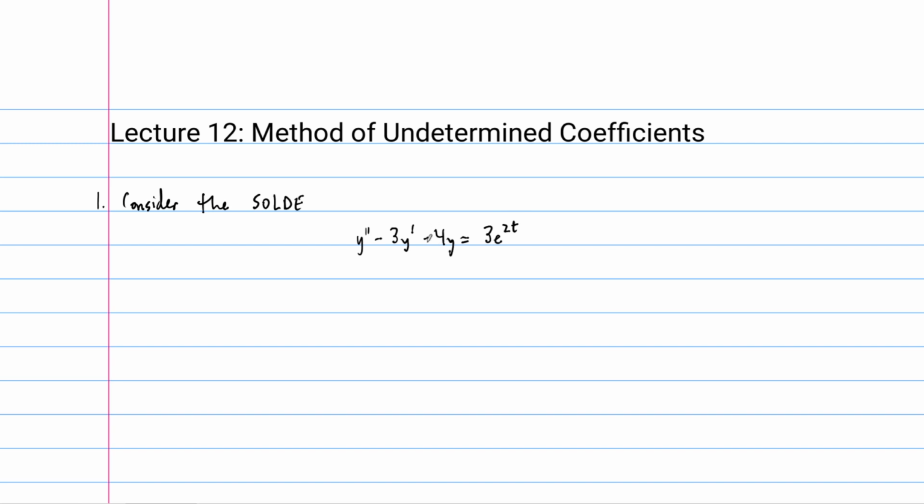So again, this has constant coefficients. It's linear, second order, so it's everything that we've been studying in this chapter. But the right-hand side is not zero, so this is not a homogeneous equation. This is what you might call a non-homogeneous equation.